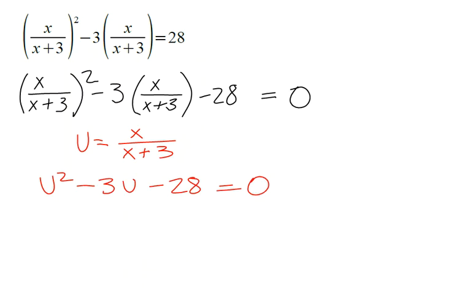I believe this is another one that can factor. We can find two numbers that multiply to be a negative 28 and that add to be a negative 3. In this case, that would be a negative 7 and a positive 4.